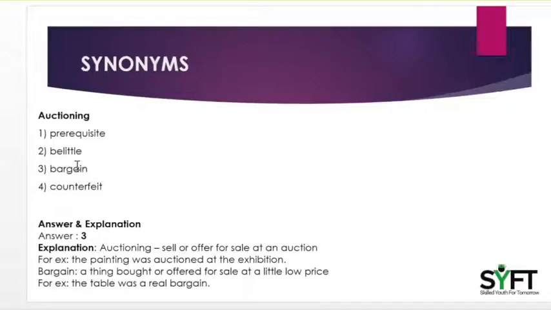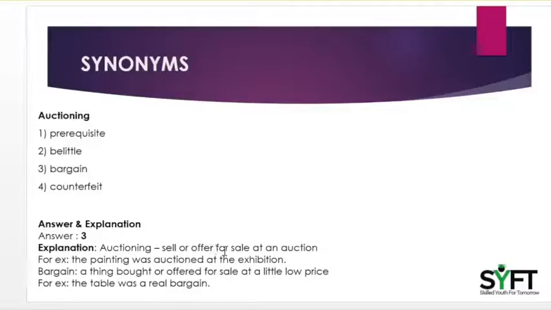Now the ninth one, auctioning. What is the synonym of auctioning? Your first option, prerequisite. Second option, belittle. Third option, bargain. Fourth one, counterfeit. So your answer is option number 3. That is bargain. So let us explain.